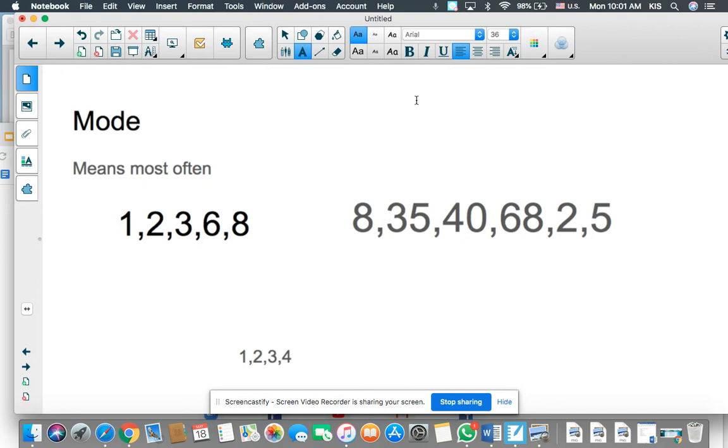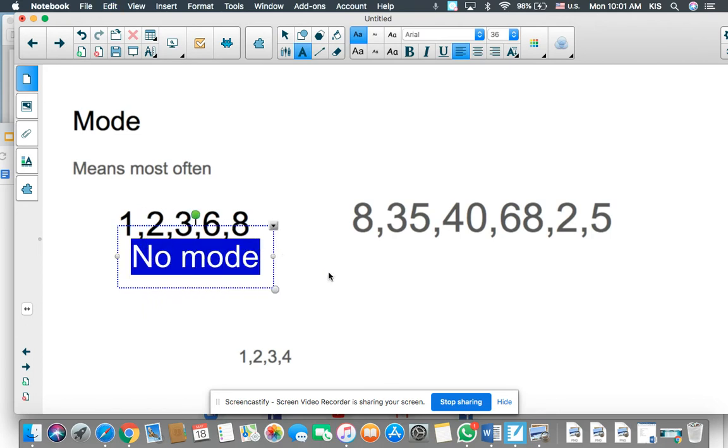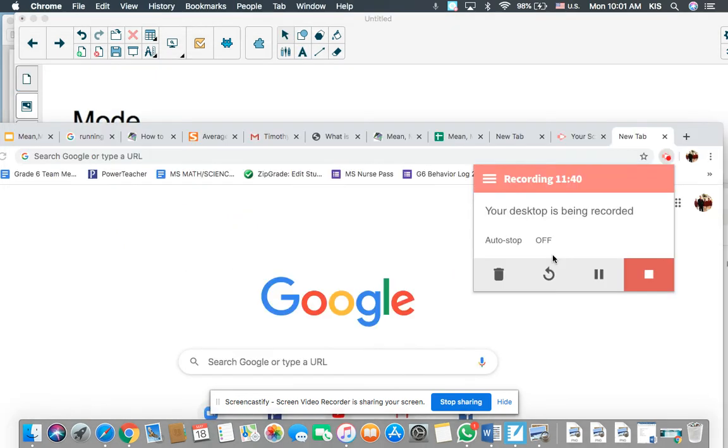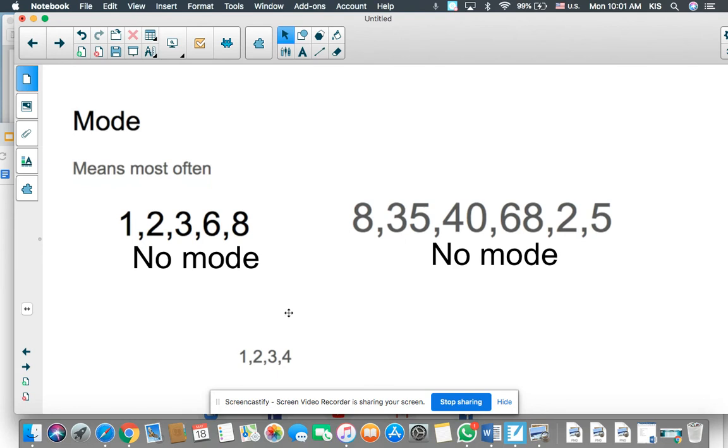Now let's take a look at an example where we find the mode. The mode means most often. So we just look at the data and see which number appears the most often. In this one, I don't see a mode. So these are the examples from earlier. So this one has no mode. And this one has no mode. And this one has no mode.